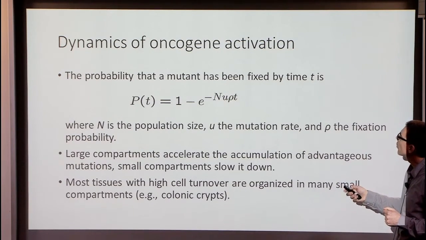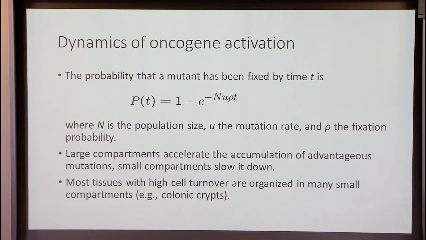Rho, again, is the probability that it will eventually reach fixation. That can be computed under a simple population genetics model, such as the Moran process. So this very simple model already shows you that large compartments accelerate the accumulation of advantageous mutations, and small compartments, where there's a small number of cells susceptible to such mutation, will slow it down.